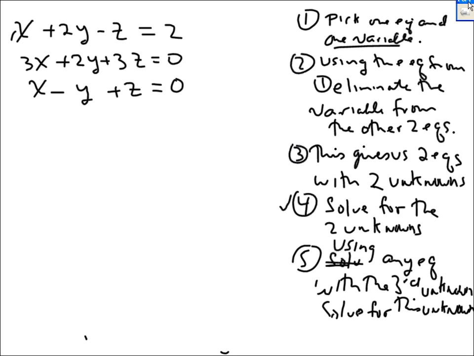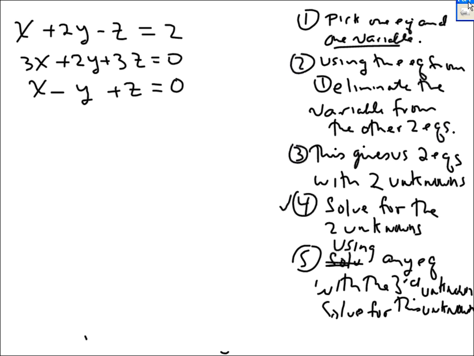Step 1 says pick an equation and a variable. Now, depending upon your skill level, you can be more intelligent about picking the variable and the equation. But if you're not really good at this, maybe always pick equation 1 and the first variable. First variable is x. Okay, but just pick one. Pick one equation. You have equation 1, 2, and 3. Pick a number. And then the variables are x, y, and z. Pick a variable.